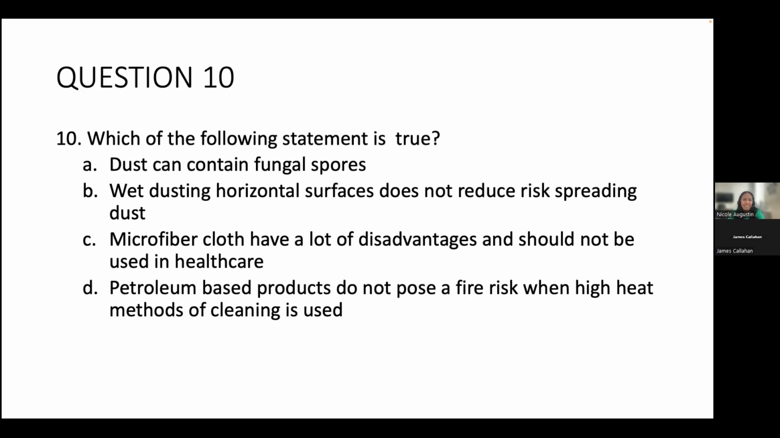Question 10, which of the following statements is true? A, dust can contain fungal spores. B, wet dusting horizontal surfaces does not reduce the risk of spreading dust. C, microfiber cloths have a lot of disadvantages and should not be used in healthcare. D, petroleum-based products do not pose a fire risk when high heat methods of cleaning are used. And the correct answer is A.